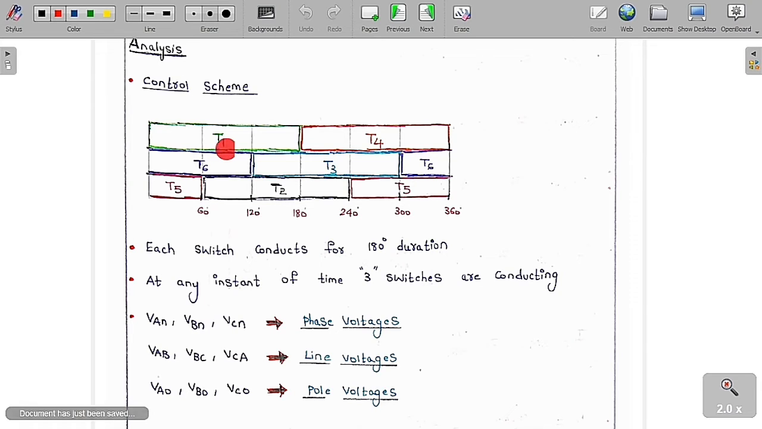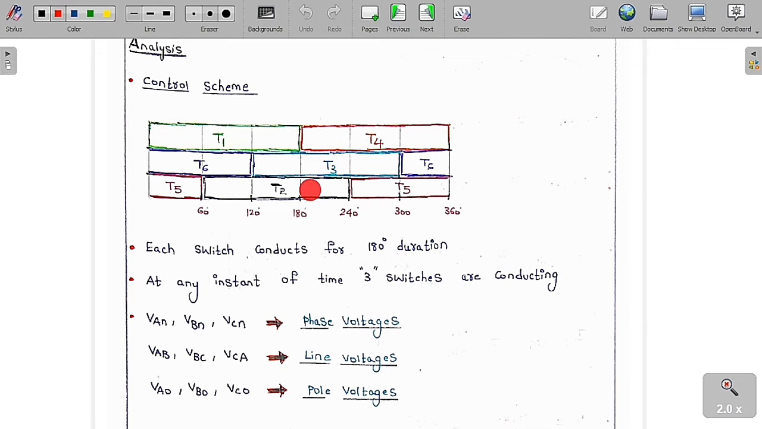What is the control scheme, or the switching of the thyristors? The 180-degree mode of operation indicates that each thyristor is going to conduct for 180 degrees. In the first leg there are two switches, T1 and T4. T1 conducts from 0 to 180 degrees and T4 conducts from 180 to 360. So T1 and T4 each conduct for a 180-degree range.